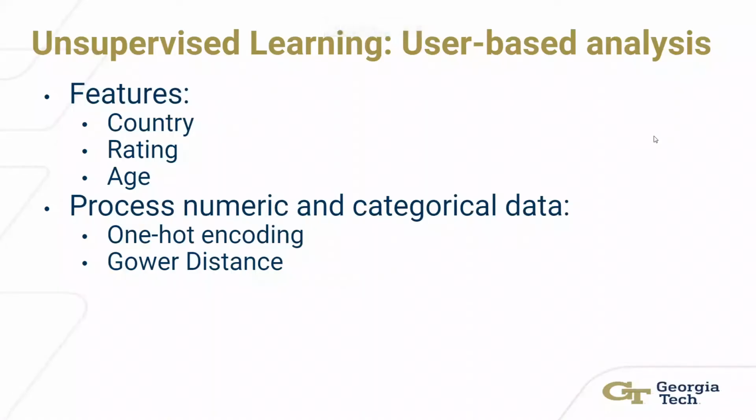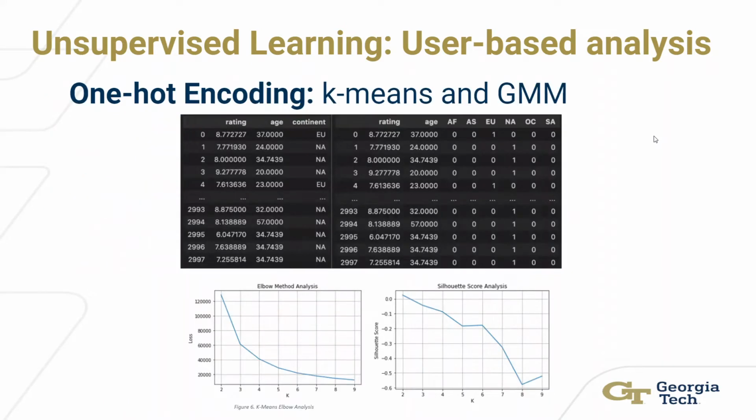For our user-based analysis, we clustered users based on the features country, rating, and age. Because we have mixed numeric and categorical data, we pre-processed the data in two ways. First, we converted the countries into continents and used one-hot encoding, and an example of the resulting dataset is shown.